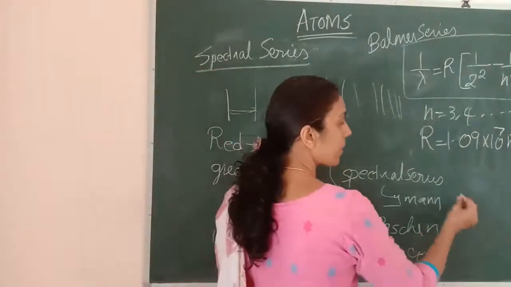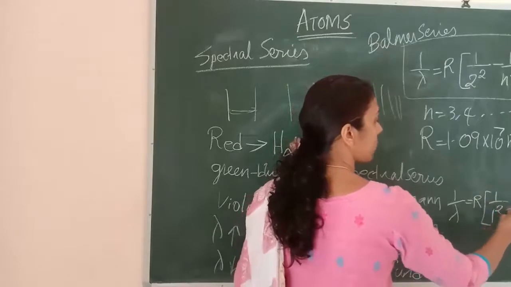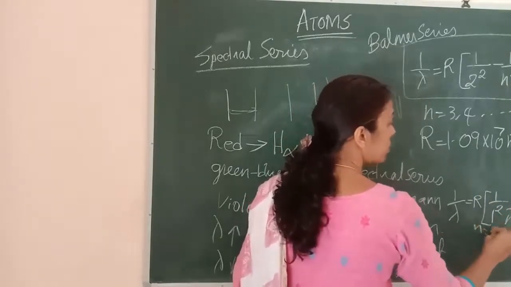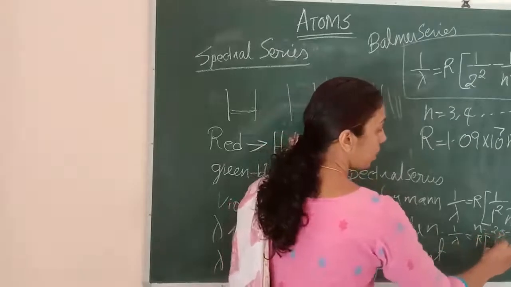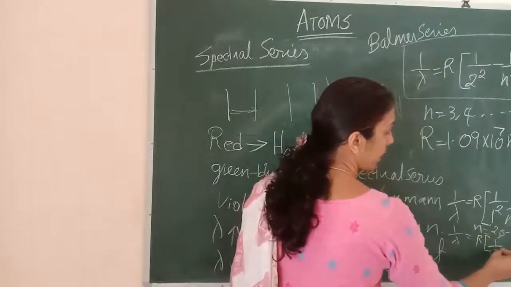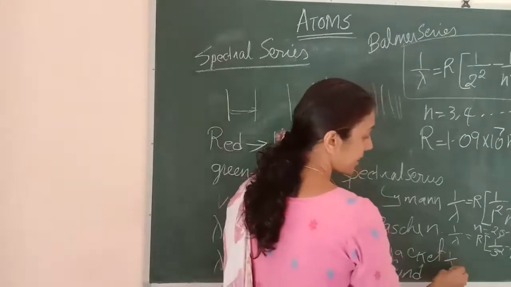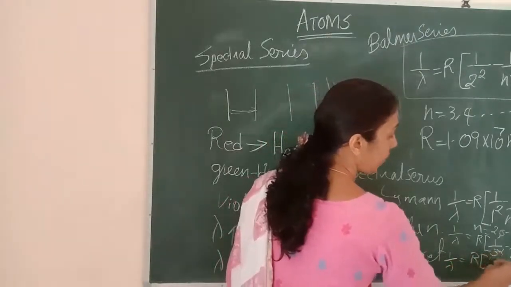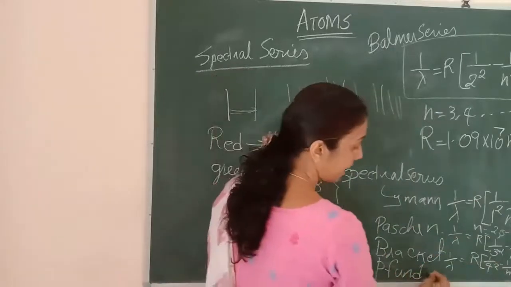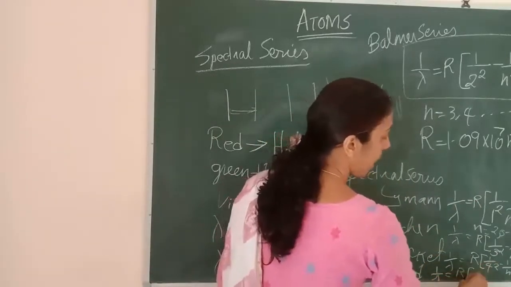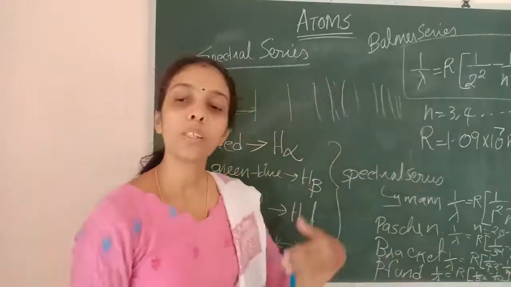In that, as per the Lyman series, 1 by lambda equals R into 1 by 1 square minus 1 by n square, where n equals 2, 3, 4, etc. And in the Paschen series, it is 1 by lambda equals R into 1 by 3 square minus 1 by n square, where n equals 4, 5, 6, etc. In the Brackett series, 1 by lambda equals R into 1 by 4 square minus 1 by n square, where n equals 5, 6, 7, etc. And in the Pfund series, 1 by lambda equals R into 1 by 5 square minus 1 by n square, where n is equal to 6, 7, 8, etc.